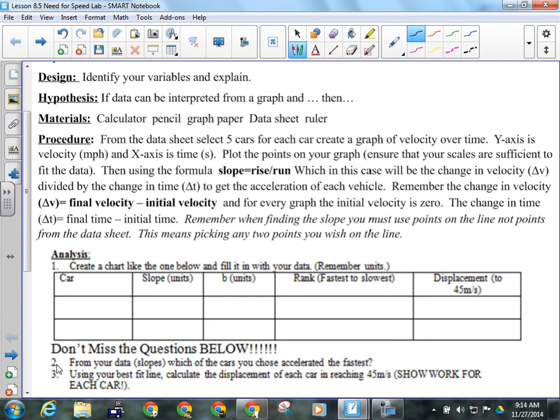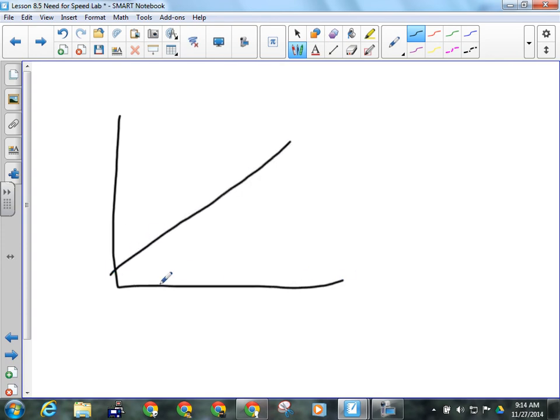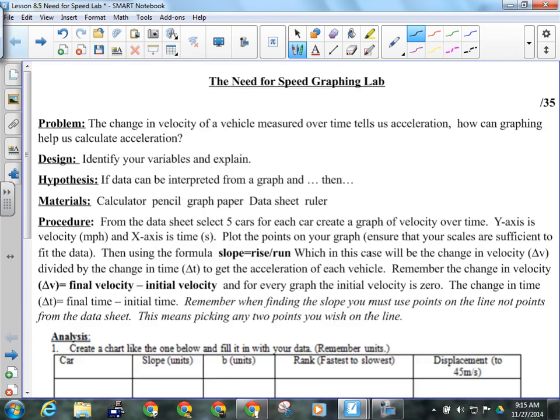Is that a big enough hint? What I mean by that is something like this. Here's my graph, and my line goes like this, and my y-intercept doesn't end up being 0. That might mean that I have more than one shape to deal with. Hopefully that's a big enough hint.